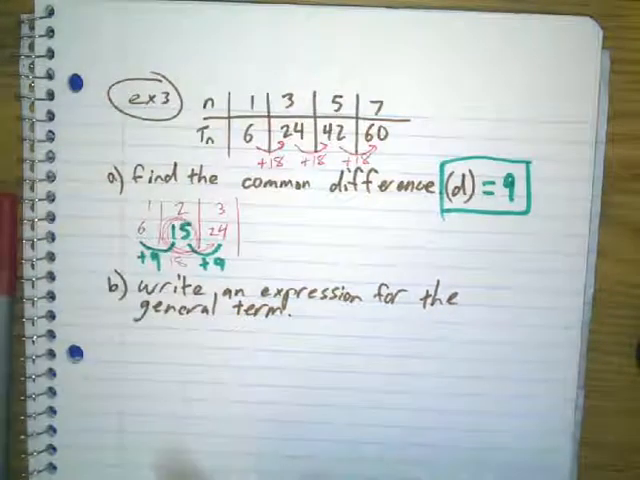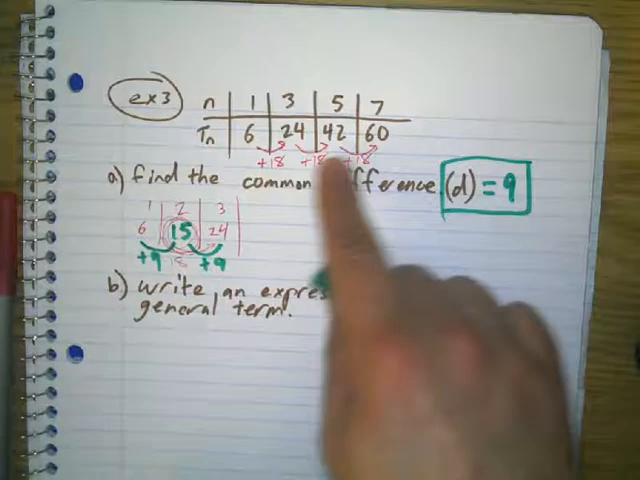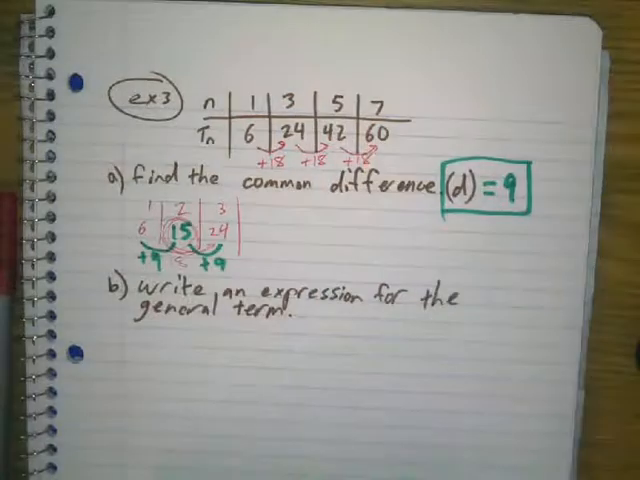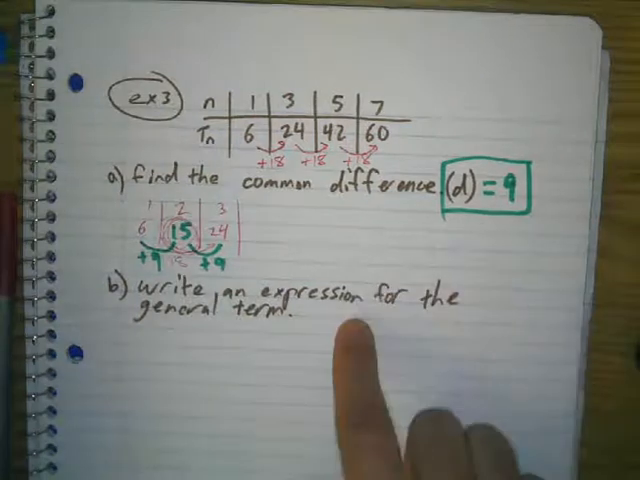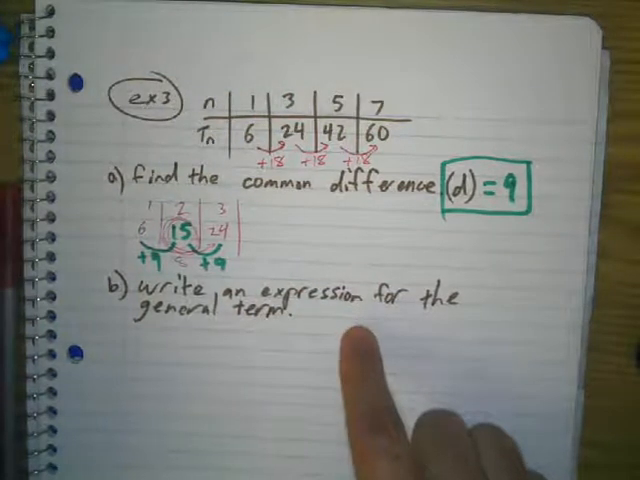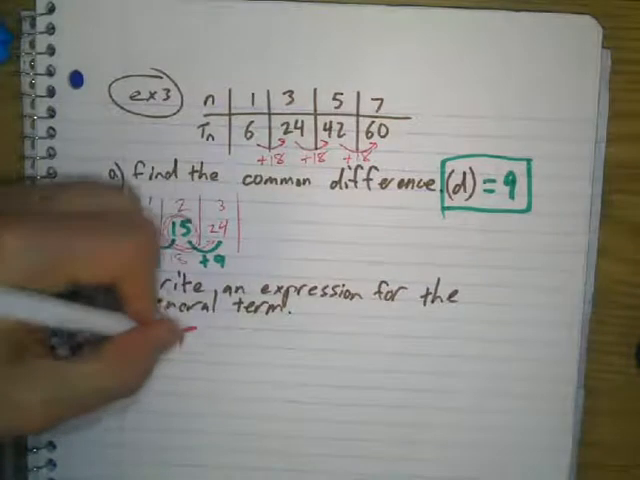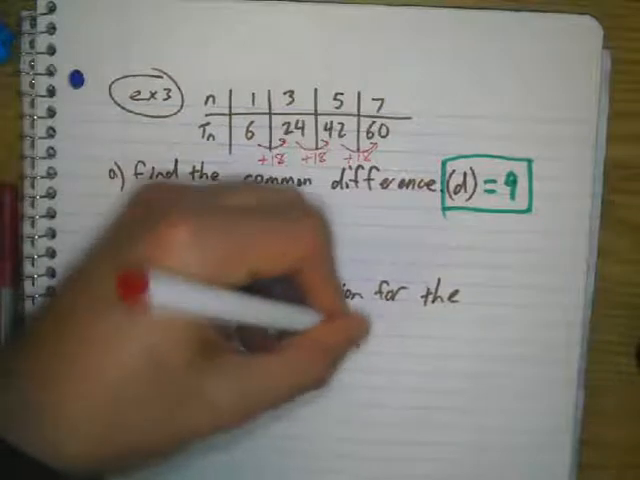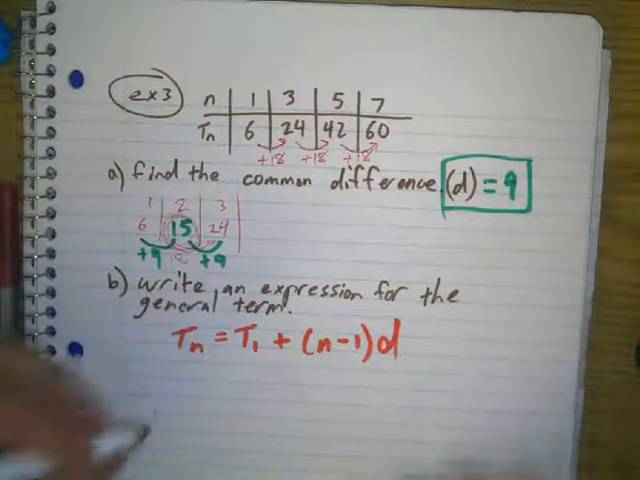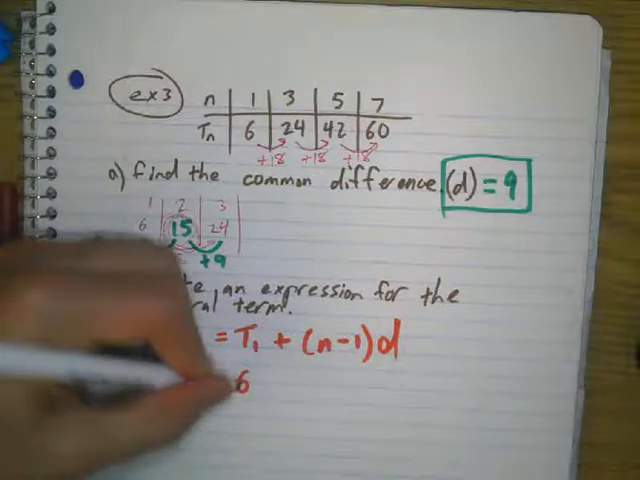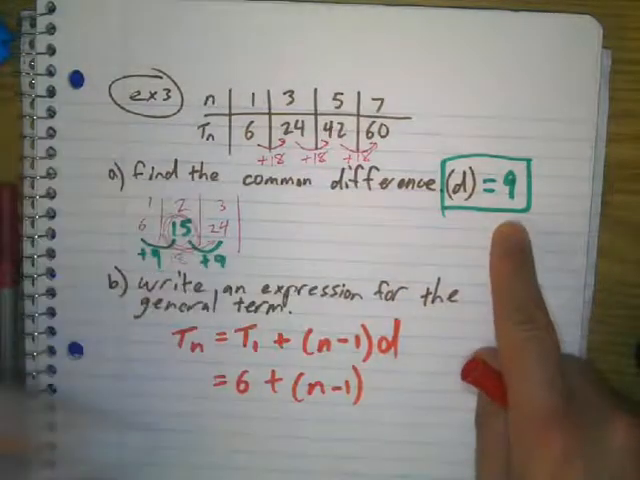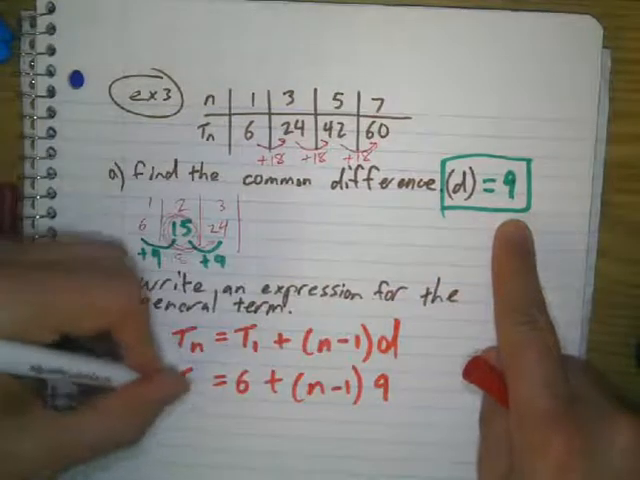Okay, because to get to the next value, we're adding 9. Here, it goes 1, 3, 5, 7. They skipped the 2 in the middle here. Okay, so write an expression for the general term. Once again, we use what we did on the other side. T sub n equals T1 plus (n minus 1) times d. All right, our first term is 6. The common difference is 9.